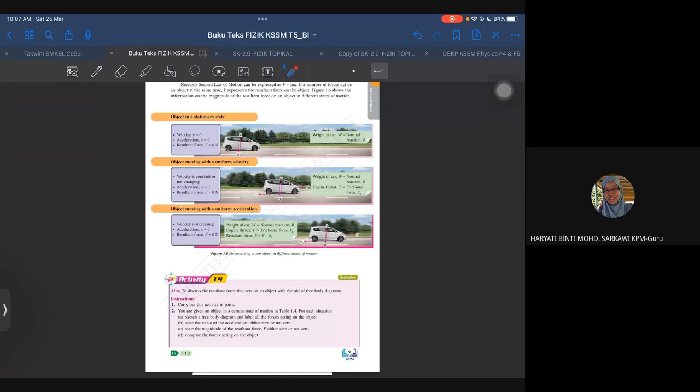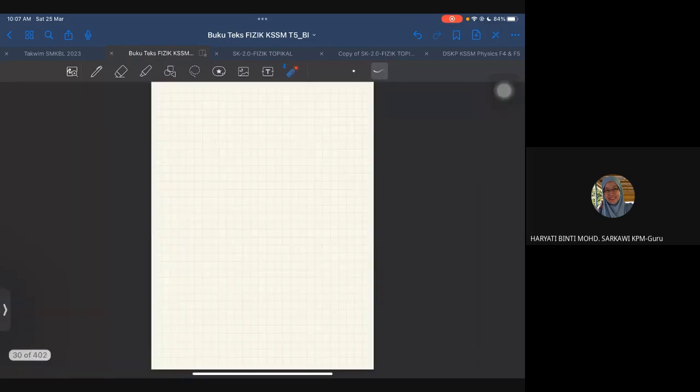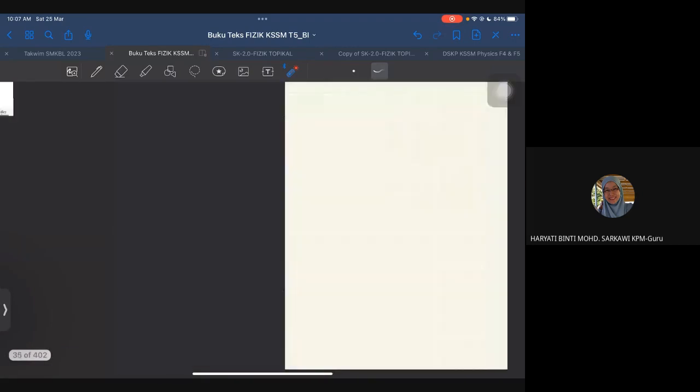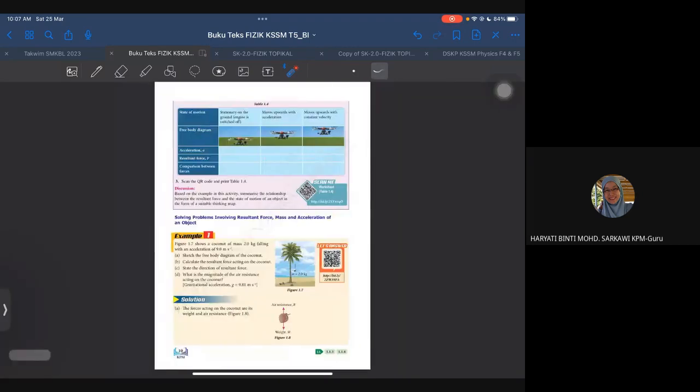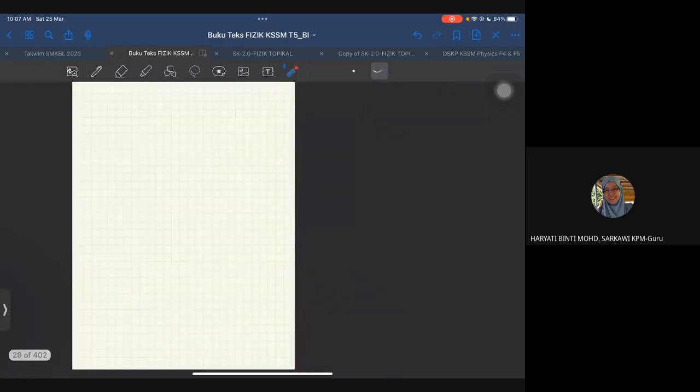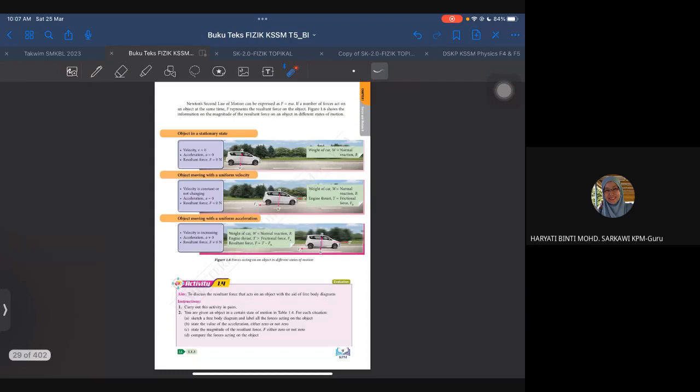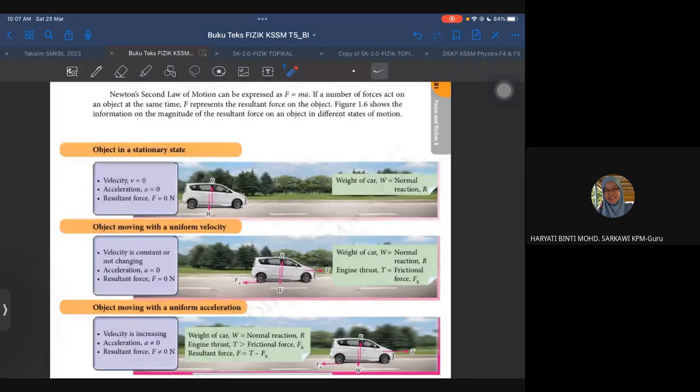Okay, can we continue a bit more? Alang-alang, few more pages. At least 1.1 habis. Okay, now.